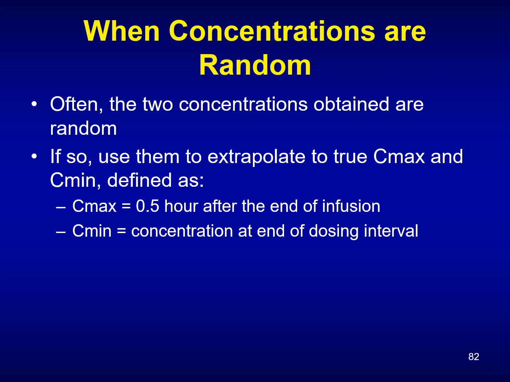Oftentimes, however, in real life, 2 concentrations aren't obtained at the desired times when we dictate them, because nurses can be busy and patients may not always be available at the time we want them to be. So, concentrations are often obtained at random. If so, we need to use these random concentrations to extrapolate to the true Cmax and Cminimum, defined as the following times. The same as we said before, Cmax 0.5 hours after the end of infusion, and Cminimum is the concentration at the end of a dosing interval.